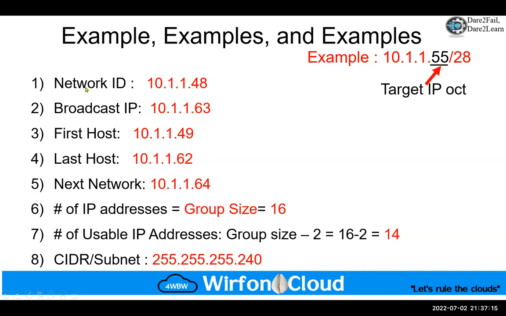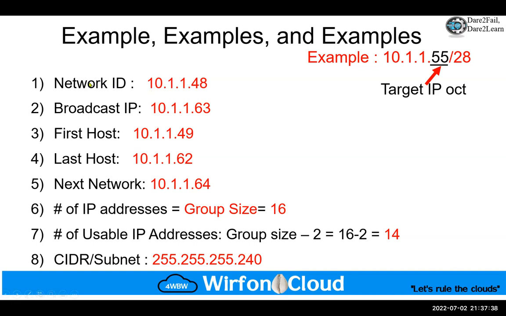So we know our example is 10.1.1.55/28. Now, our network ID is 10.1.1.48. That is how we get the 48. So that is the number before our target IP. So we have the dot 48 that gives us a network ID here.